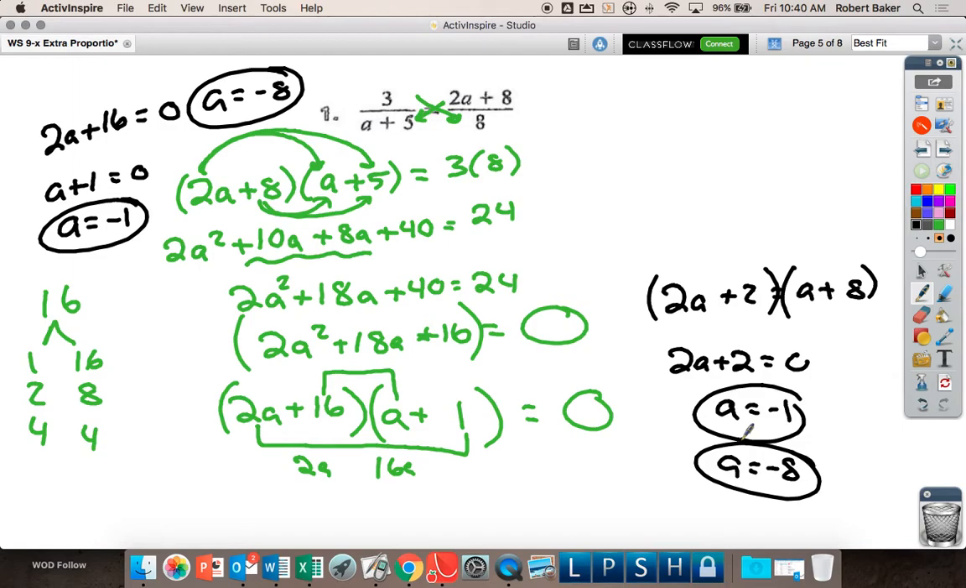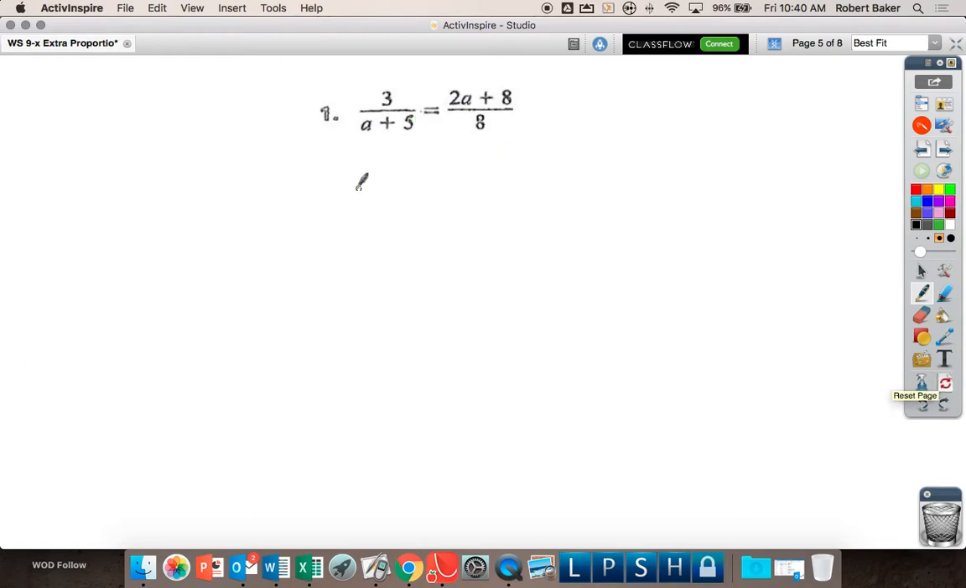Somebody remember this for me right here. Everybody got that locked in? Alright, I'm going to erase all of this, and I'm going to show you the box method that works every time, all the time, without guessing. So if we have this trinomial, 2a squared plus 18a plus 16, this is the box method.